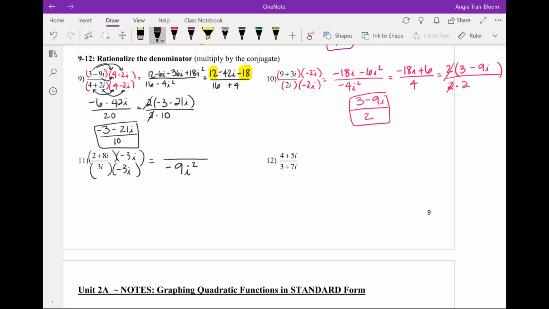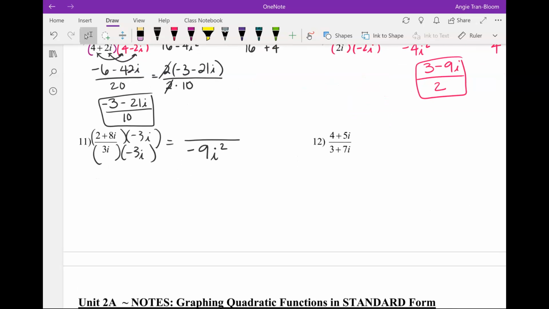On the top, slowly distribute that out. 2 times negative 3i is negative 6i. 8i times negative 3i is negative 24i squared. i squared will get changed to negative 1. So negative 6i, and negative 1 times a negative 24 is now a positive 24. On the bottom, i squared will be changed to negative 1 again. So negative 9 times the negative 1 is a positive 9. Can I box that up, call it a day, take a nap?